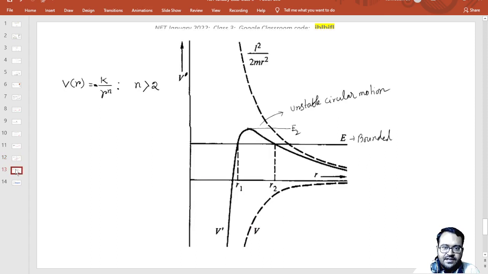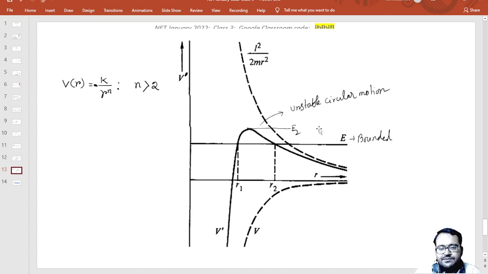There is another type of problem, as we discussed, where V(r) is minus k by r to the power n, where n is greater than 2. Then at smaller r, this V will dominate. So V will diverge on the negative side. The L square by 2m r square term will be there.